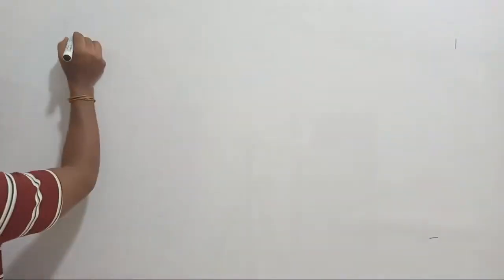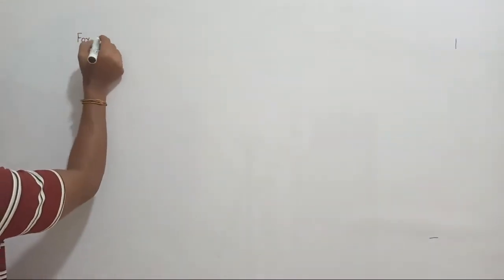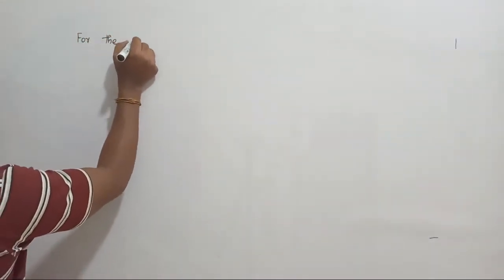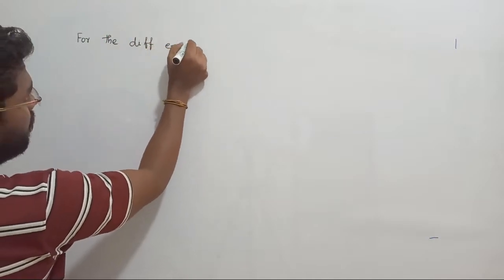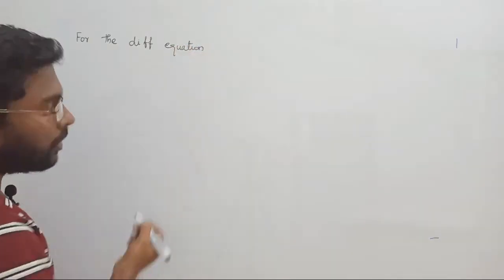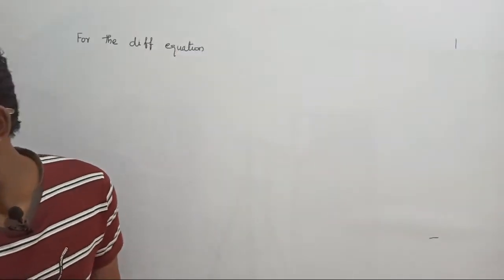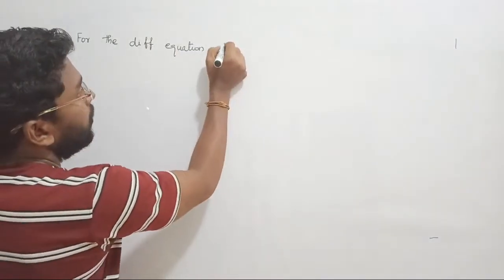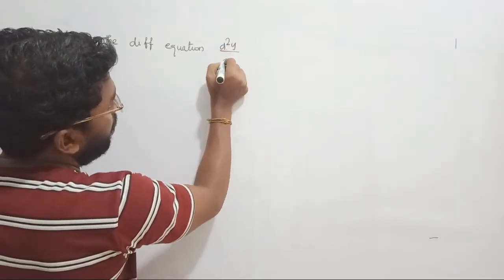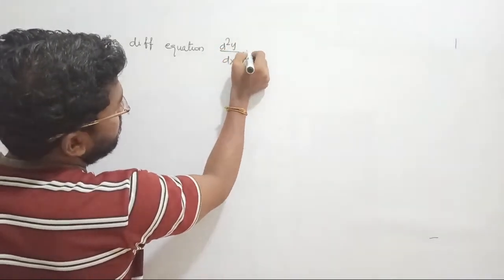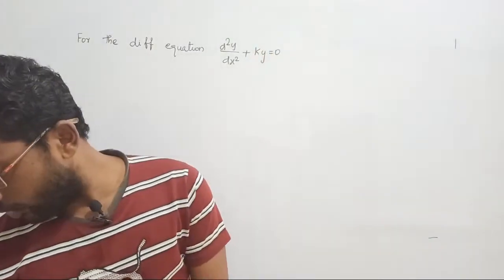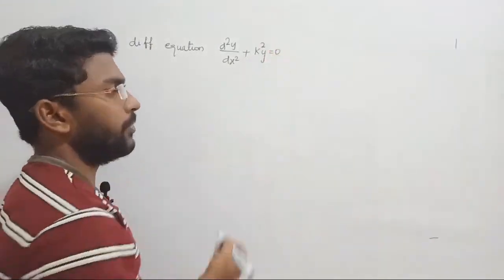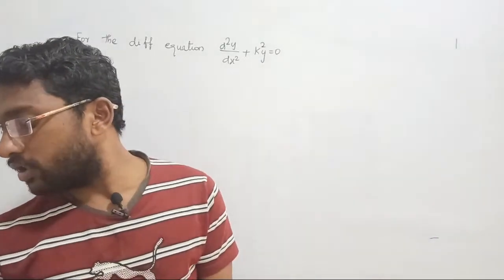Anyway, write down the question. Next question, for the differential equation, the differential equation is given as d square y upon dx square plus k times y equal to 0. I think that is k into y only. No, that is k square. Just keep it: k square y equal to 0.